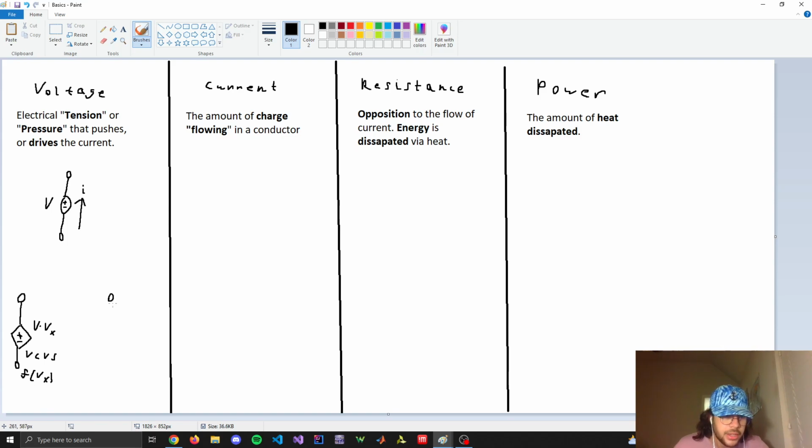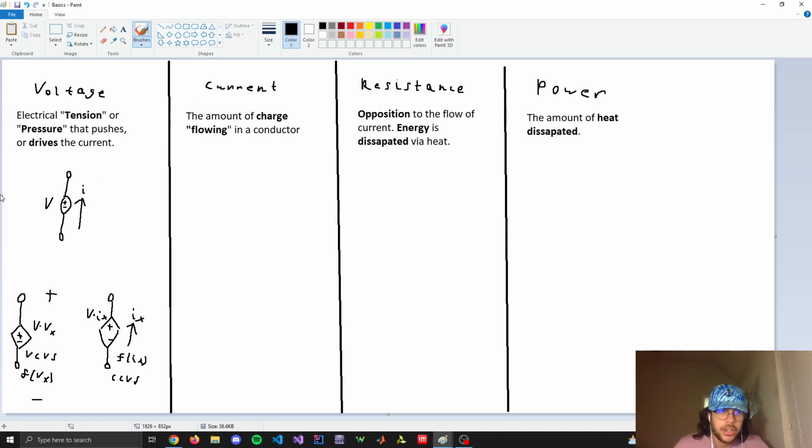The other kind is a current controlled voltage source, which means the current flowing through it, I'll call this Ix, and this will be Vx, controls the voltage. The current Ix flowing through here multiplies the voltage across it. So the current flowing through this voltage source will change the voltage across it. So it's a function of Ix. This is a current controlled voltage source.